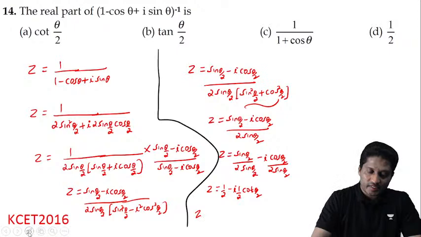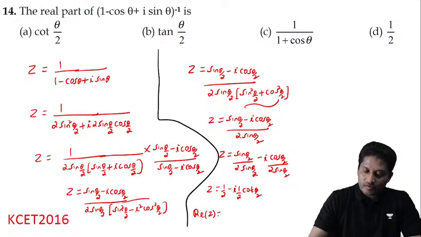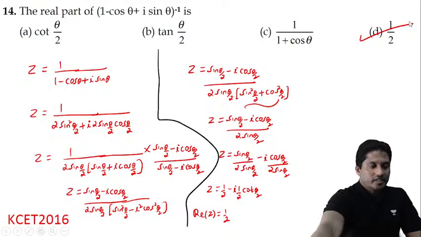It's asking what is the real part. So real part of z is equal to 1 by 2. Right, answer is option D. Let's move to the next question.